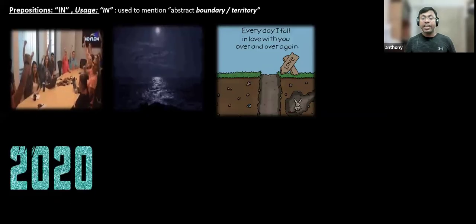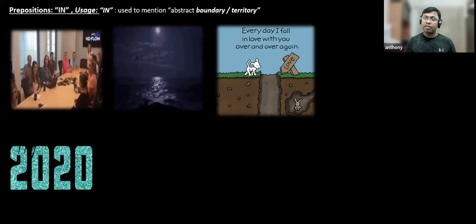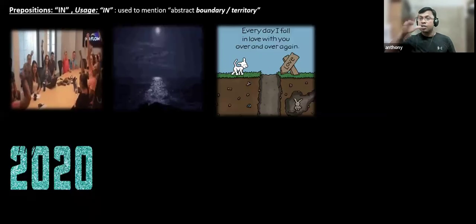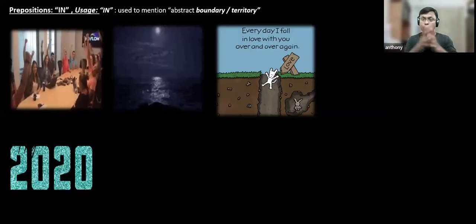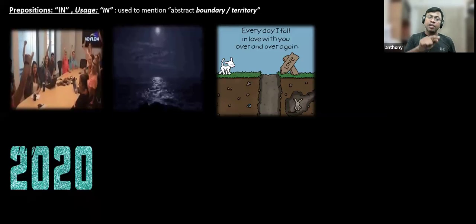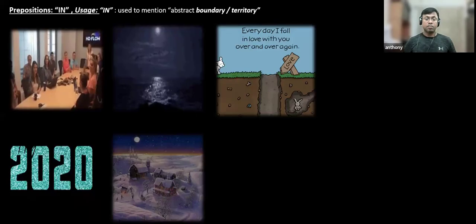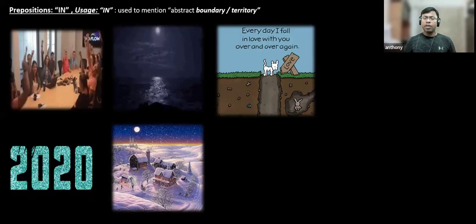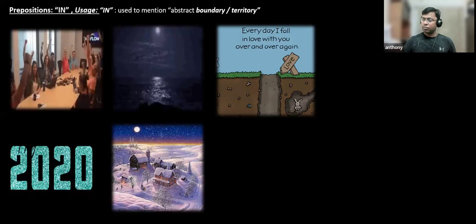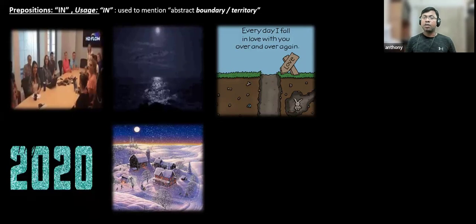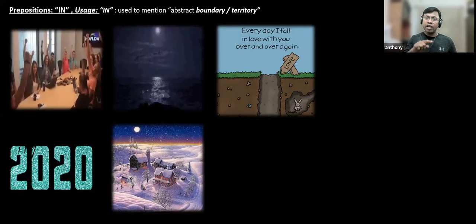We will see, in the year 2020. In the year 2020 means from January to December 2020, all these 12 months combined together. We can use it for months also: in June, in September, in December, in October. And for days, "on" will come. That is a different topic, we will see that later.